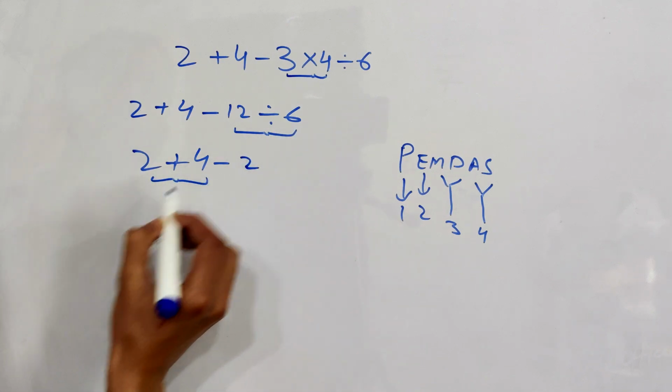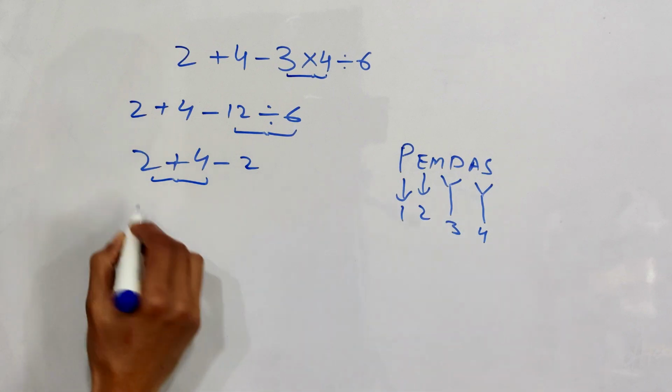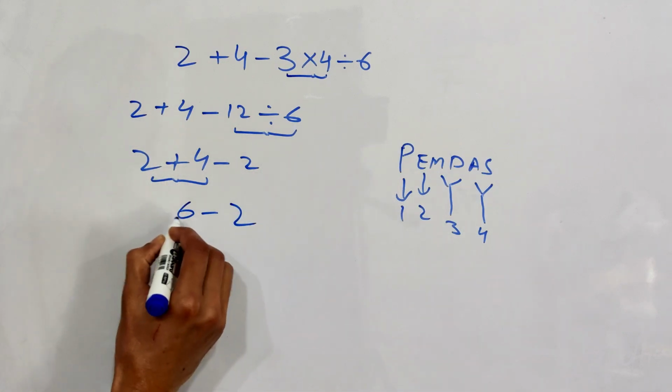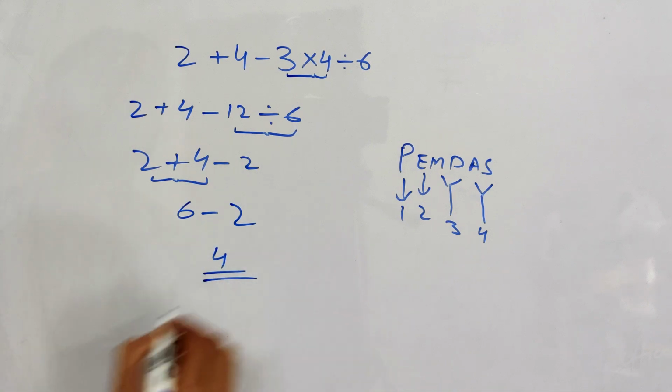Now, plus first, right? Addition and subtraction from left to right. So 2 plus 4, 6 minus 2. So 6 minus 2, 4. This is the answer.